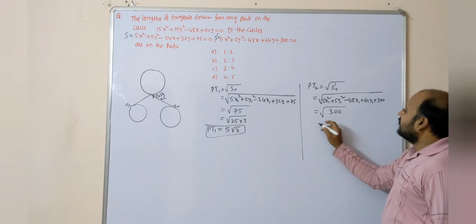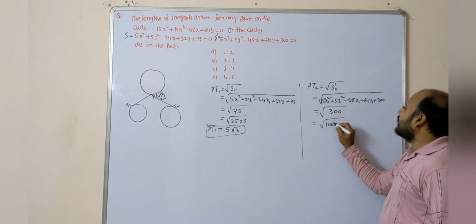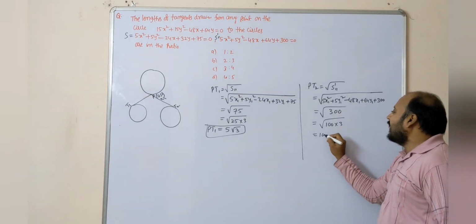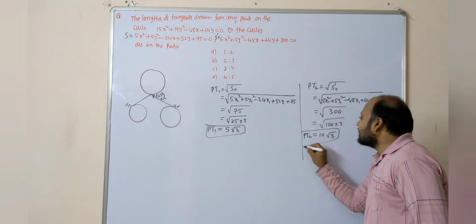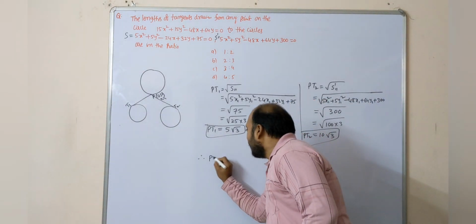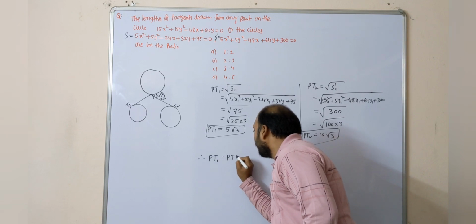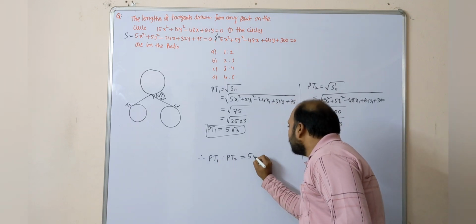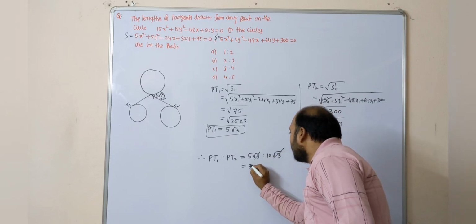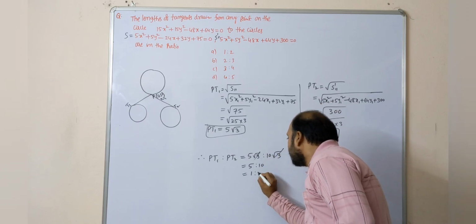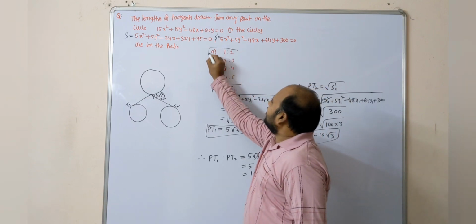So root 300. 300 means we can write it like this, 100 into 3. 100 we can take outside, 10 root 3. So this is PT2. They are asking this ratio, PT1 is to PT2. So 5 root 3 is to 10 root 3. Root 3 gets cancelled. 5 is to 10, 1 is to 2. So the required ratio is 1 is to 2.